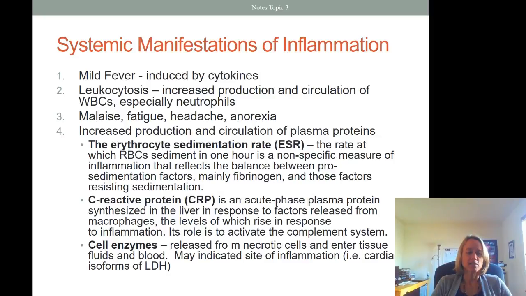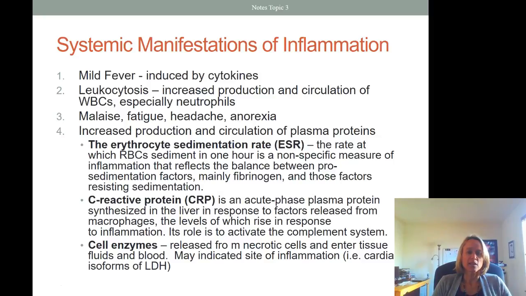Systemic manifestations of inflammation include a mild fever, and remember that's induced by those cytokines that we mentioned, like TNF-alpha. Leukocytosis refers to an increased production and circulation of white blood cells, and this is particularly true for the neutrophils. So the neutrophils really increase in number at the start of an inflammatory process. Malaise is just kind of a feeling of unwell, fatigue, headache, and anorexia.